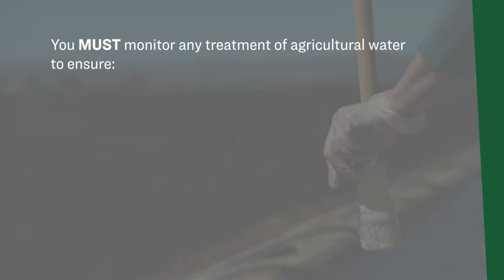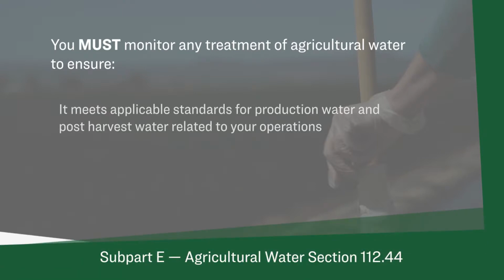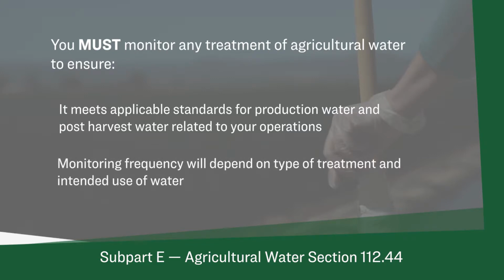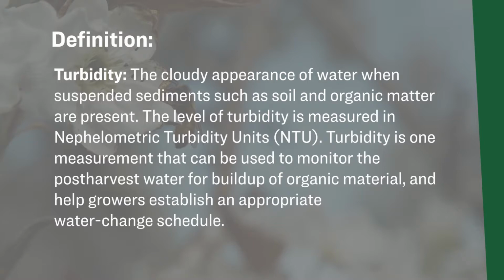You are required to monitor any treatment of agricultural water at a frequency adequate to ensure that it meets the water quality criteria for production water and/or post-harvest water as applicable to your operations, and as mentioned in Subpart E, Agricultural Water, Section 112.44. The monitoring frequency will depend greatly on the type of treatment used and what the water is being used for. For example, chlorine is very sensitive to temperature and tends to evaporate into a gas if the water temperature is too high, or if the water temperature is too low, the chlorine may not work as intended. Water that is too cloudy or dirty will cause a sanitizer to bind up, therefore be less effective.